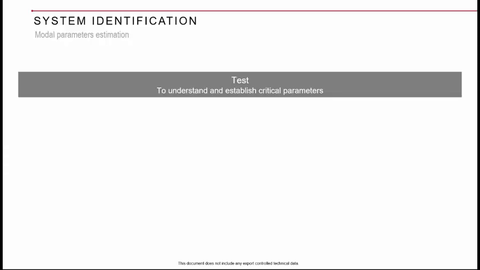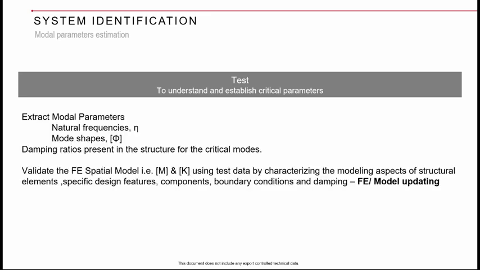So the model parameters, when we call model parameters, are the natural frequencies, damping ratio, and the mode shapes. Those all can be established only through test. So to understand and establish these critical parameters, we need certain tests to be conducted. From the test data you can extract model parameters, natural frequencies, and mode shapes, and compare with your analysis. That's what I was talking about as analysis to test correlation. That is what the whole objective is all about.